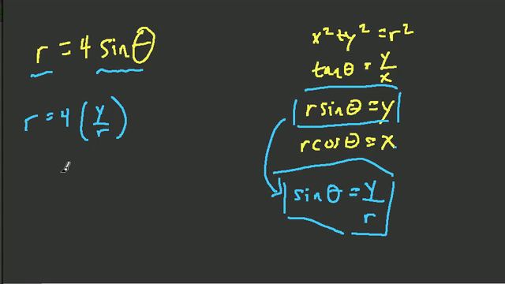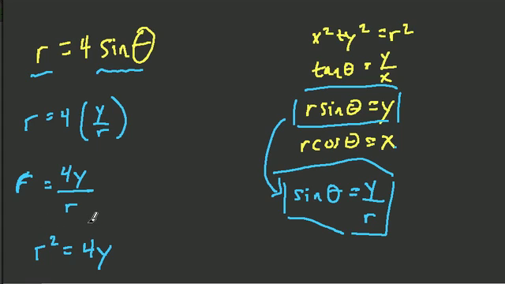Okay, so what do we do next? Well, distribute the 4, so you get 4y over r equals r, and from there we can just multiply both sides by r. What do we get? r squared equals 4y, and this is pretty useful to us, right? Because now we know what r squared equals.